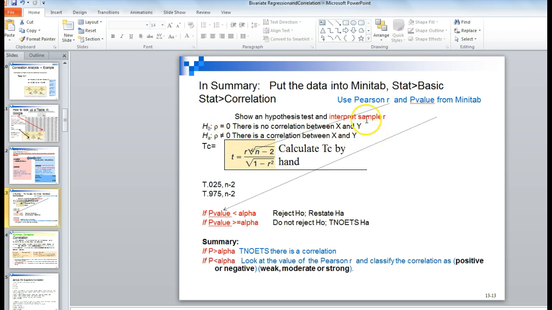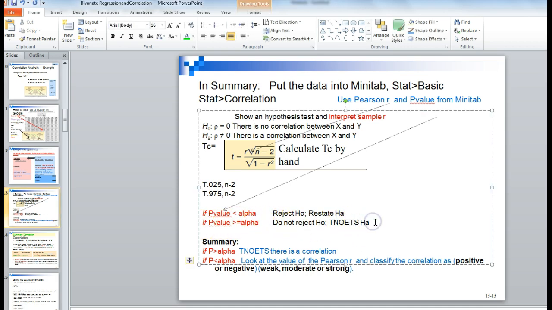There is a correlation. I'm going to calculate my T computed with information from Minitab. Here's my T table. And then I'm going to use my p-value, because I'm not going to bother to look it up in Google unless I really have to, which you don't have to. So if the p-value is less than alpha, you're going to reject. If the p-value is greater than or equal to alpha, then it's a do not reject. There's not enough evidence to suggest HA. From here, we would do a summary. What does this Pearson correlation coefficient mean? Well, if my p-value is greater than alpha, my summary of the relationship is there's not enough evidence to suggest there's a correlation.